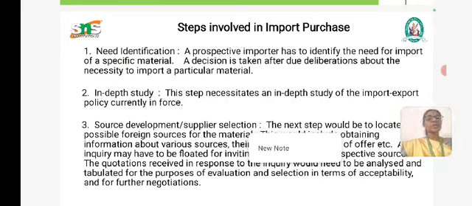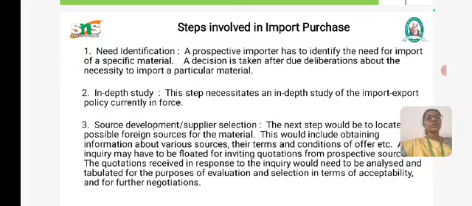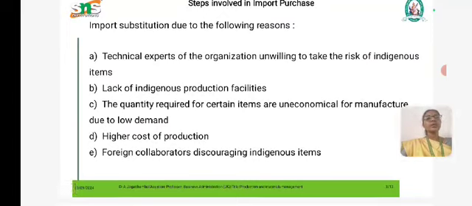Next step in the import procedure is to find out what the sources are. We collect information about the discounts, offers, quality and quantity of the products, and the image of the company. Based on that information we analyze and evaluate the selection for further negotiations.